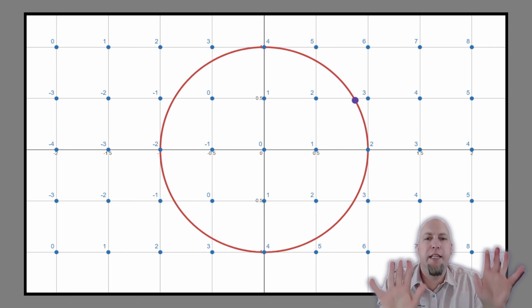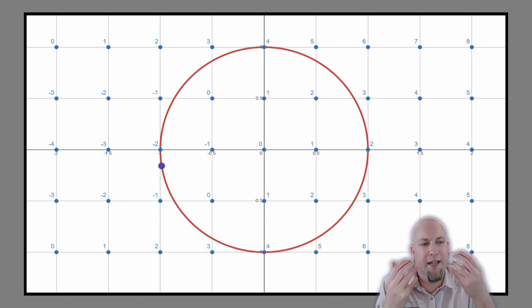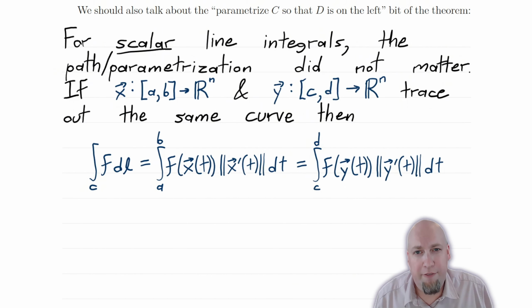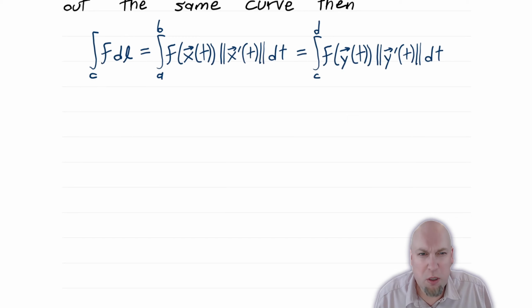Okay, but other than the fact that you have to pick a continuously differentiable parameterization, it doesn't matter if you pick this parameterization x or if you pick a different one y that traces out the same curve, the scalar line integral is going to be the same. So anything that you can do with one, you can do with the other. Okay, vector line integrals, more or less that's true.